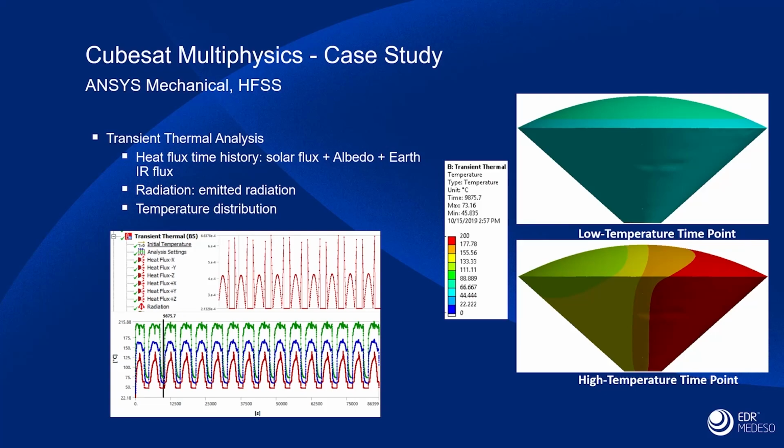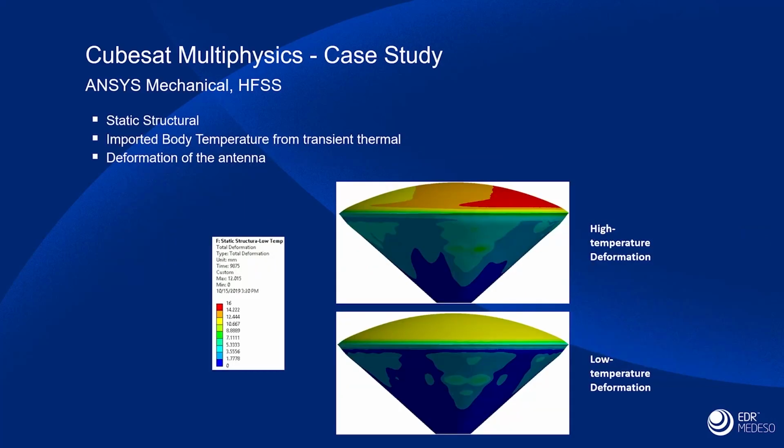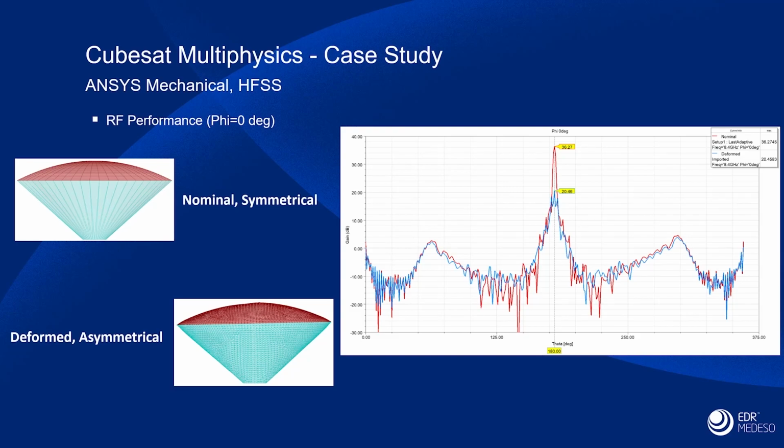So here we go. This is an idea of the output from the transient thermal analysis. We've got a heat flux time history and an idea of the emitted radiation. Ultimately, we get a prediction of the temperature distribution through the structure. That temperature distribution is then fed into the static structural analysis, and we can predict the resulting deformation and the stress and strain distributions within the structure. Importantly, in this case, we get an idea of the deformation of the antenna. That deformed shape can then be fed back through to an HFSS simulation of the antenna response. But what you see here is that the nominal shape has a very different response to the deformed shape that we're predicting. So to have that deformed shape predicted and informing your HFSS solution is invaluable.